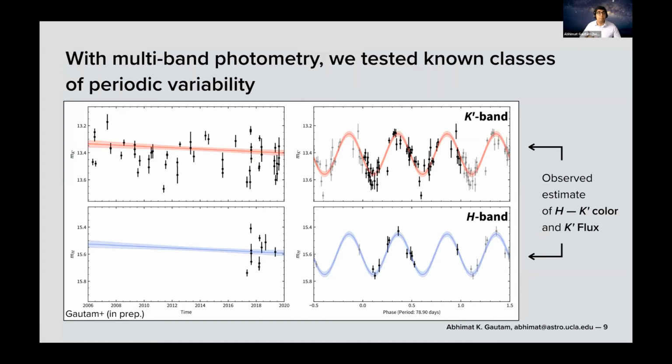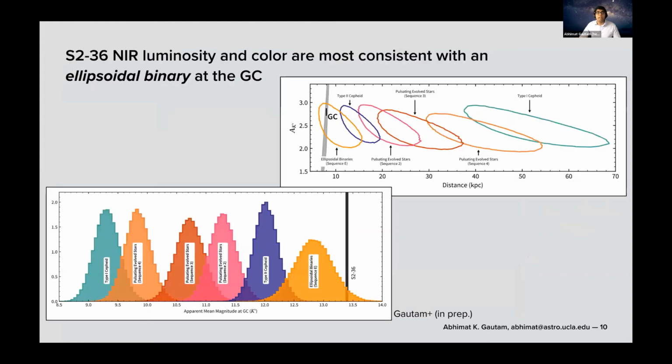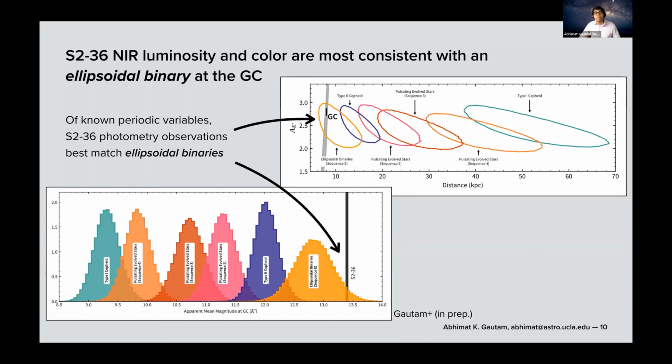In particular, what has been the most helpful has been photometry at other near-infrared bands. And why that's important is that with multi-band photometry, we can get near-infrared H minus K color and near-infrared flux for the star. And that can let us test for consistency with known classes of periodic variability. And when we do that, from the color and flux measurements, we can get estimates for the distance under different hypotheses, an estimate for the extinction, and expected apparent magnitude. And out of all of these different classes that can exist at this period, we found that the class that is most consistent with our observations are something called red giant ellipsoidal binaries. And these are shown in dark orange in these plots.